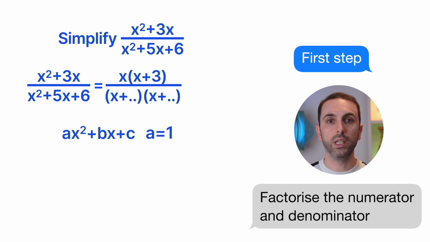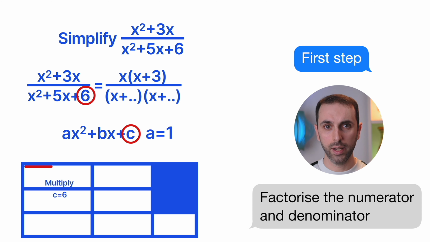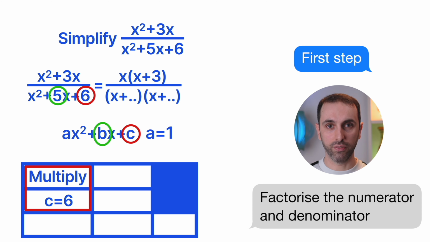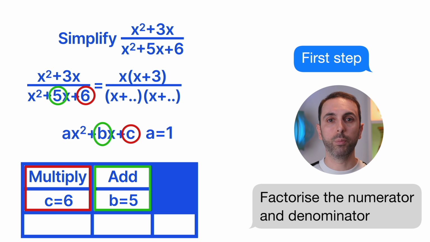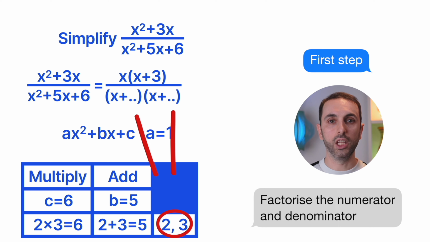To do so, we need to consider a pair of numbers that multiplies to give us the value of c, which is 6, and adds to give us the value of b, which is 5. That pair of numbers will be 2 and 3. All we need to do now is place those individual numbers in each bracket.